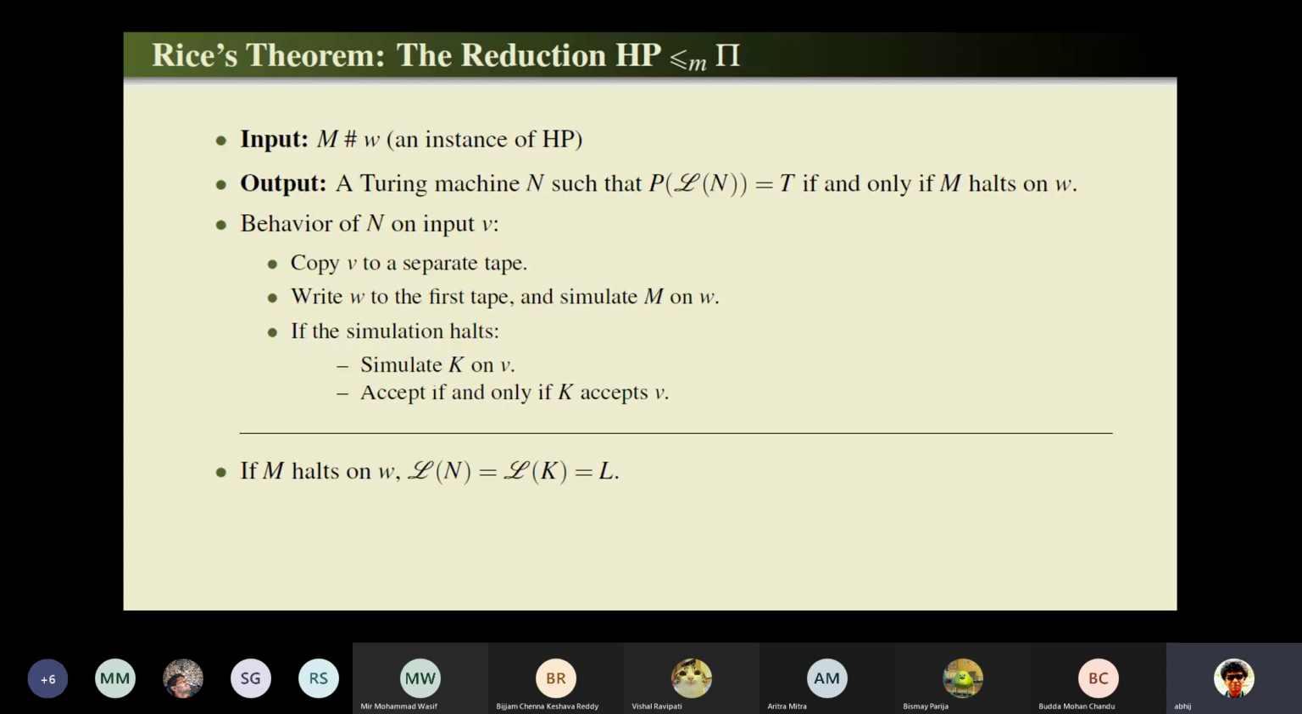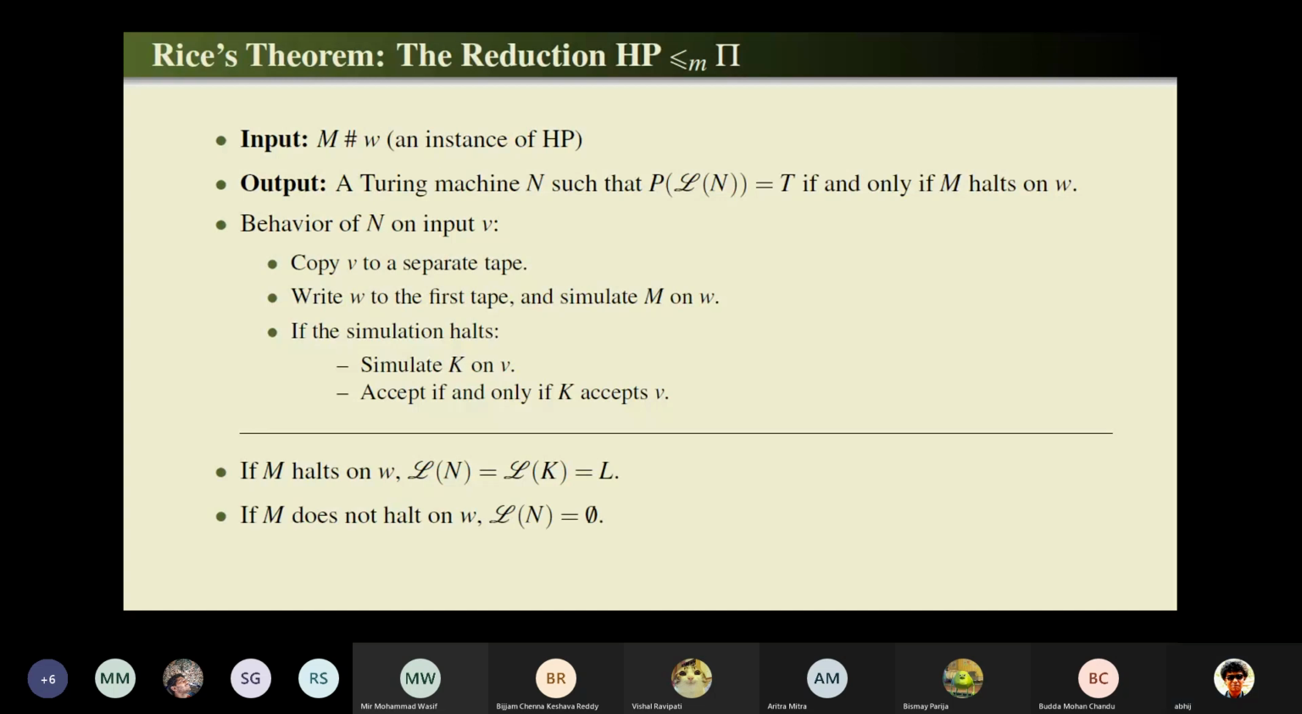So you see that if M halts on W, then this step finishes in finite time. This copying stage definitely finishes in finite time. This also finishes in finite time. After that, this machine N essentially becomes the same as K. So whatever K does, N also does. In particular, the language of N will be the same as the language of K, which is L. And we know that L satisfies the property. So P of L is true.